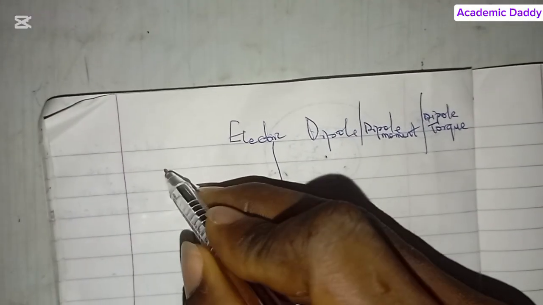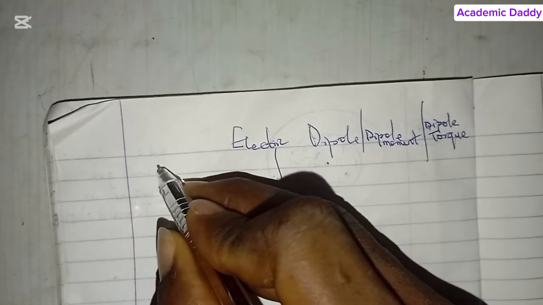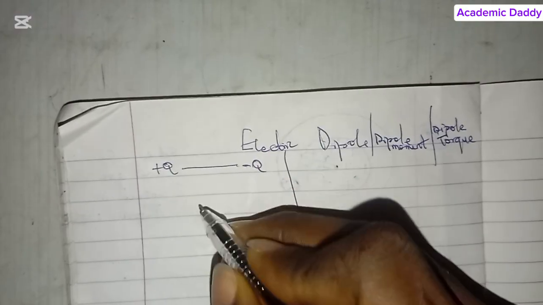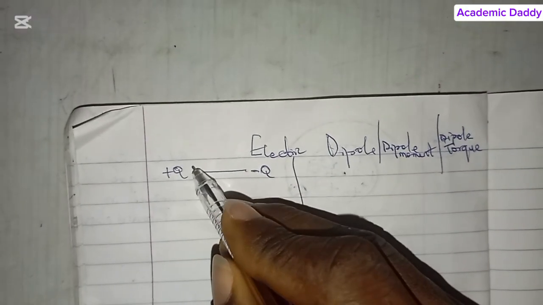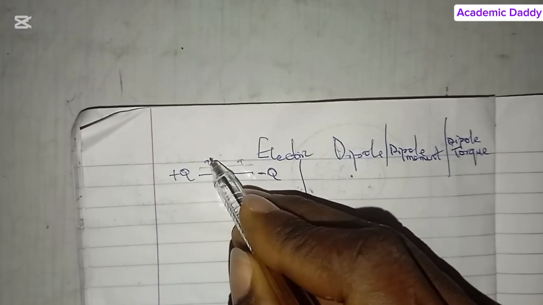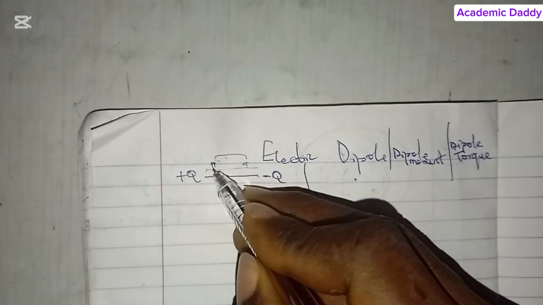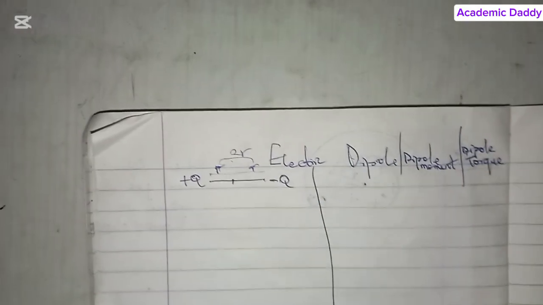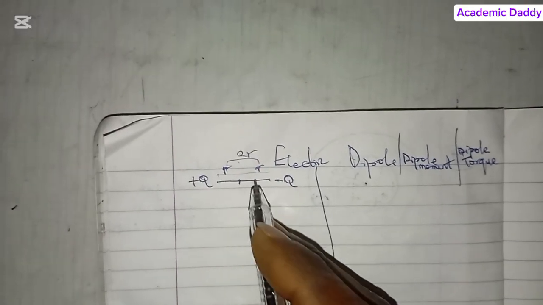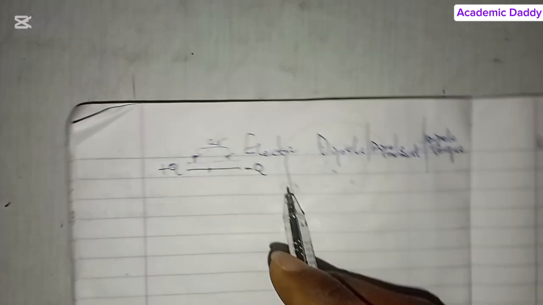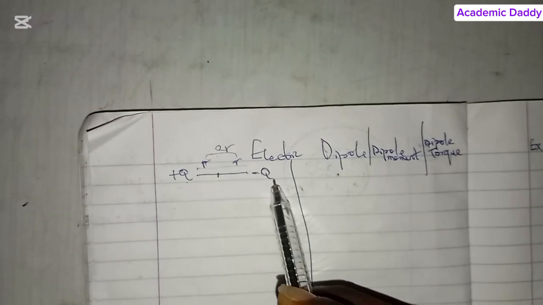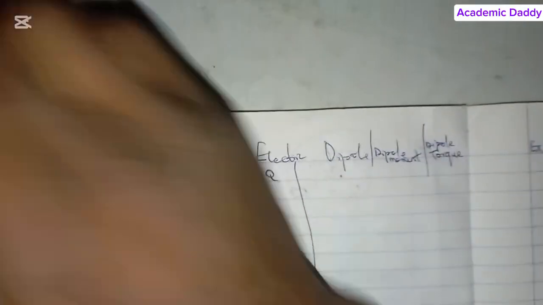First of all, you need to know that when you have a charge, let's say positive Q, and another charge, negative Q, two charges separated by a distance, let's call half of this distance R, so all together it is 2R. The product of the charges and the distance is what we call an electric dipole. Or you can say the combination of two equal but opposite charges is what you call a dipole.